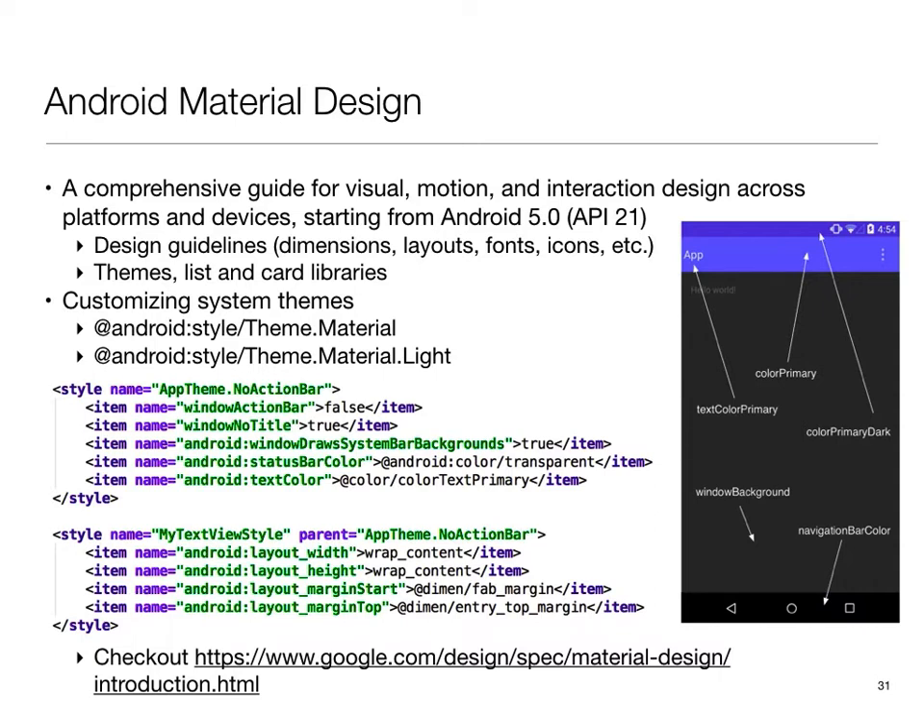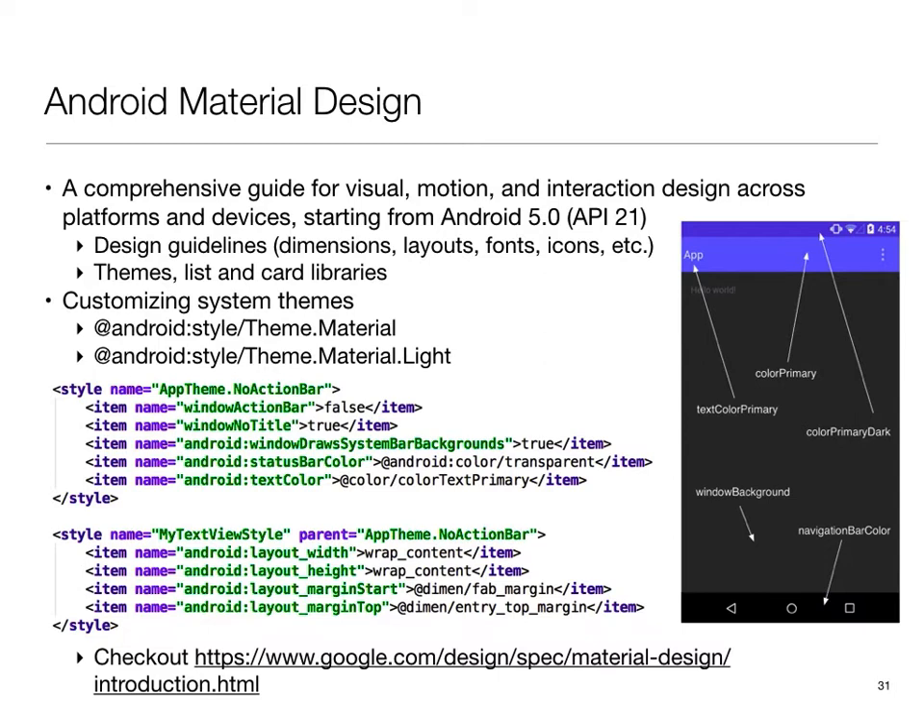We'll go briefly over material design, which is a comprehensive guide for visual, motion, and interaction design across these platforms. It started around Android 5.0, and it provides you with design guidelines for the dimensions, layouts, fonts, and all that. It came with a bunch of themes as well, and you can customize these style themes. The themes are actually pretty nice. If you saw the app we just developed, it had a nice little bar at the top.